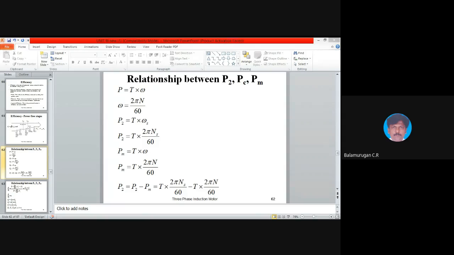So doubts we'll move to the class. Class next topic. Okay. So next we'll discuss the relationship between P2, PC, PM. We discussed this in the power stages. So we'll have some power stages, and in that we discussed this topic.